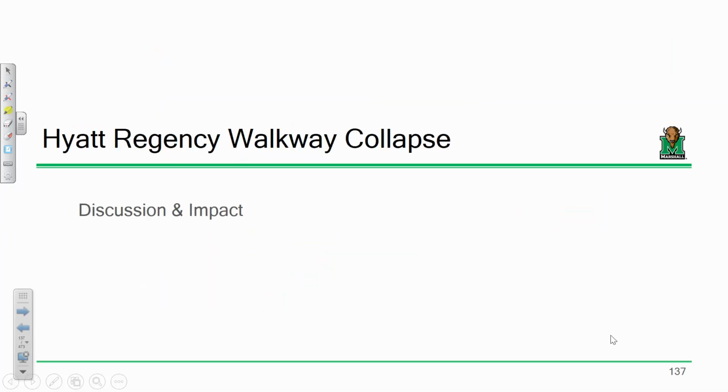Okay. With that, I want to now deviate a bit. We've got plenty of time to talk about this. I want to talk about the Hyatt Regency walkway collapse. I started to talk about this a little bit last time, but I want to give it its due discussion here today. So to date, this is the worst structural failure in American history when a structure was subjected to its design load.